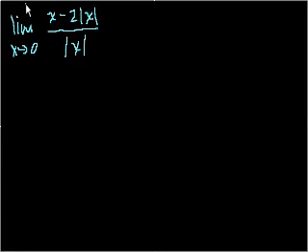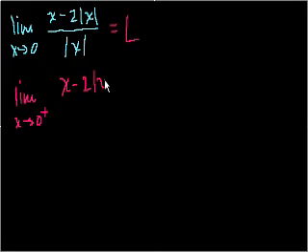Well, in order for this limit to exist, let's say it equals L. Right? And L is what we have to solve for. In order for that limit to exist, the limit as x approaches 0 also has to exist from the positive and the negative sides. What do I mean? Well, that means that this must also be true. The limit as x approaches 0 from the right-hand side, from positive numbers, of x minus 2 times the absolute value of x over the absolute value of x has to be equal to L.